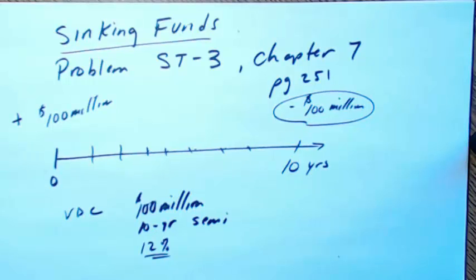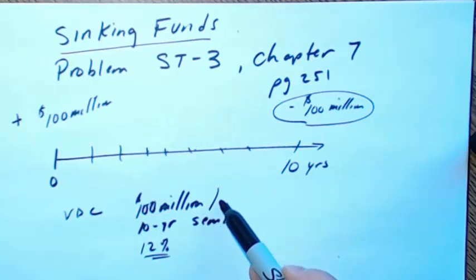Sinking fund payments will be made at the end of each year, and each payment must be sufficient to retire 10% of the original amount of the issue. So in other words, the sinking fund provision is telling you it has to redeem or buy back $10 million.